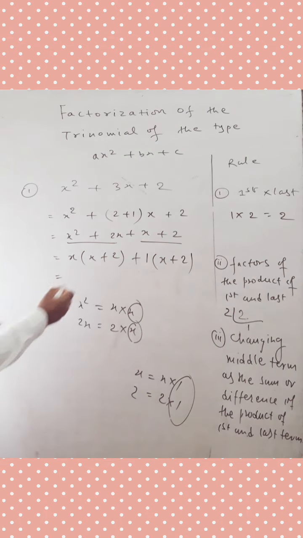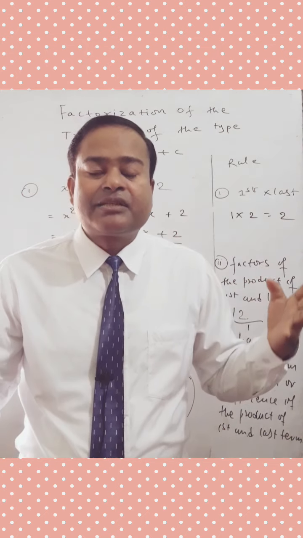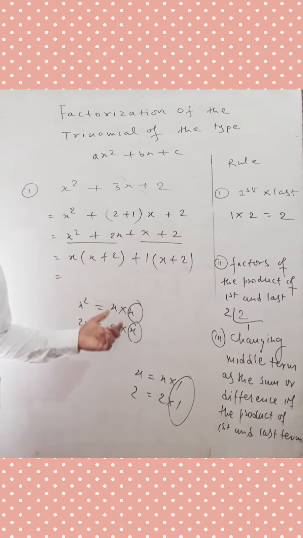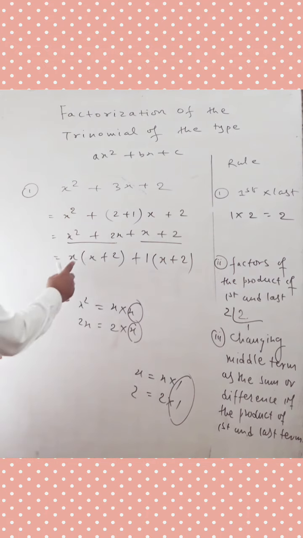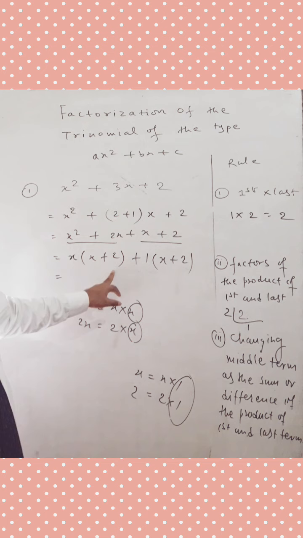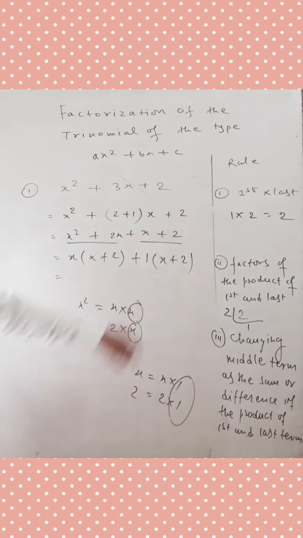So this is the rule of the grouping method. If there are 4 terms, we divide into 2 groups. If there are 6 terms, we divide into 3 groups. Then by taking common from each group, we get the factors. So x and x plus 2 are the factors of the first group. Again, 1 and x plus 2 are the factors of the second group.